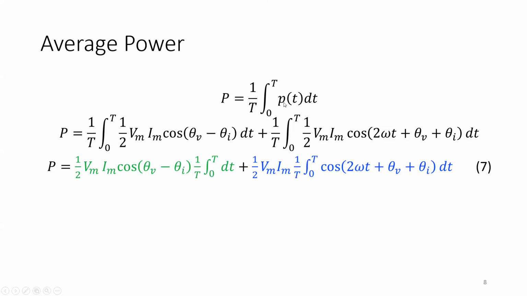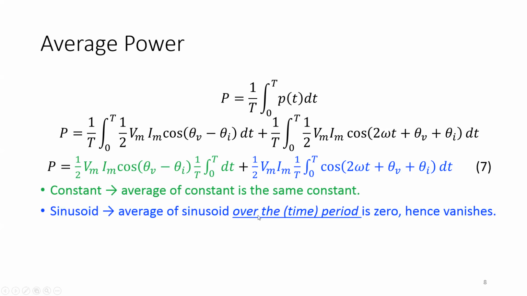So by integrating, as we already saw, this term, instantaneous power, consists of two parts. One is the constant part, whereas the other is the time dependent part. So this constant part comes out of the integration, and we just integrate dt from 0 to T, and this portion, cos of 2 omega t plus theta v plus theta i, would be integrated. For a constant, the average is the same constant, whereas for sinusoids the average value over time is 0, hence it vanishes.